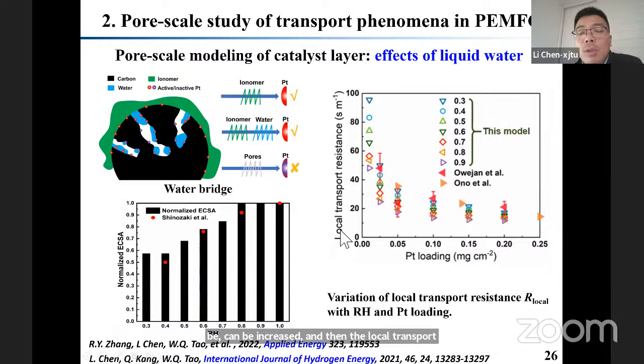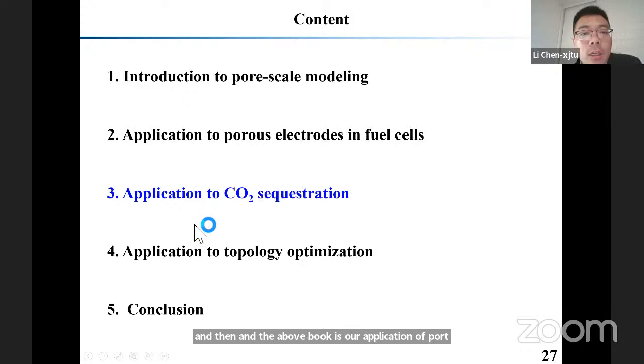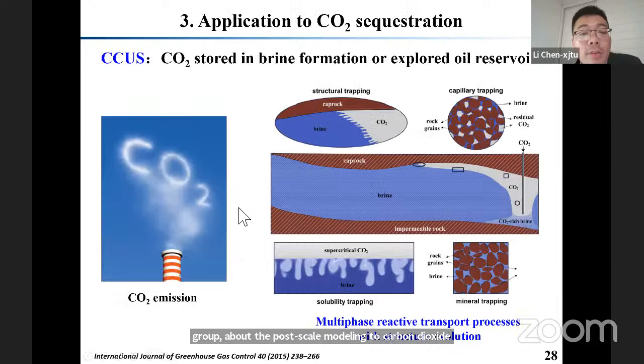The above work is our application of the pore-scale model to the porous electrodes in PEM fuel cells. Now I want to talk about a few works of our group on pore-scale modeling of carbon dioxide sequestration. Nowadays people found that it's very important to reduce carbon dioxide emission, because the greenhouse gas effect causes the rise of the temperature, right? So we need to reduce the carbon dioxide emission. One possible strategy is the CCUS technology: carbon dioxide capture, storage, and utilization.